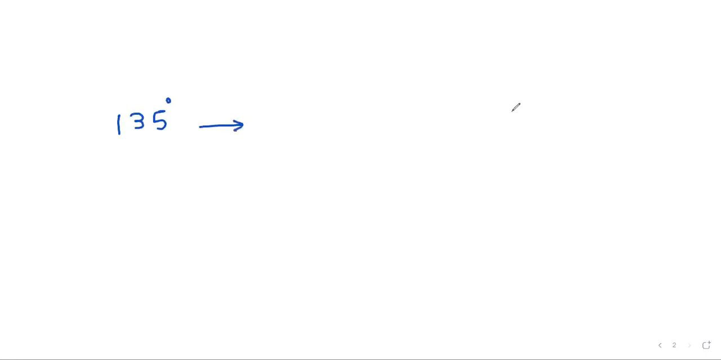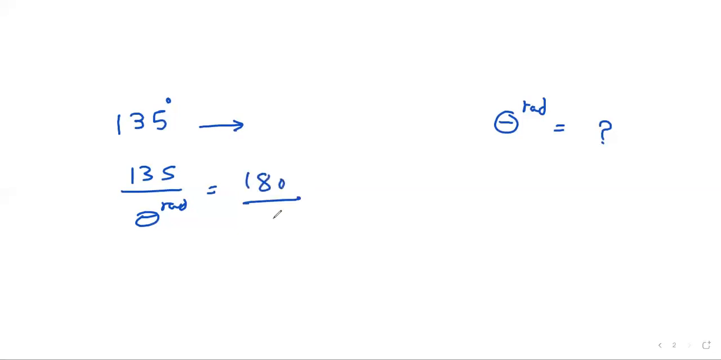So do it. I want to find theta radian, which is opposite to 135. So tell me, how can you find it? 135 over theta radian equals what? 180 over pi. Then do cross multiplying. Then theta radian equals what? 135 pi over 180.